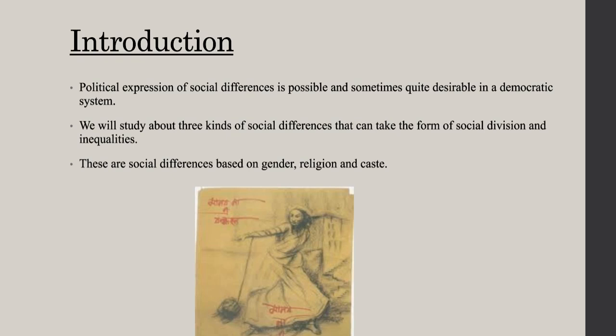So if you see, then in this chapter we are going to study the political expression of such social differences which are possible, and they are sometimes desirable also in a democratic system. Okay, so we will apply these ideas to the practice of democracy in India. We will be studying about three kinds of social differences that take the form of social division and inequalities. And which are these three kinds of differences? They are on the basis of gender, religion and caste.